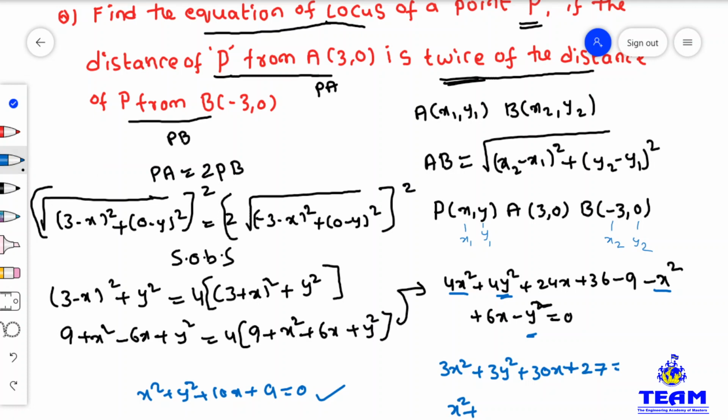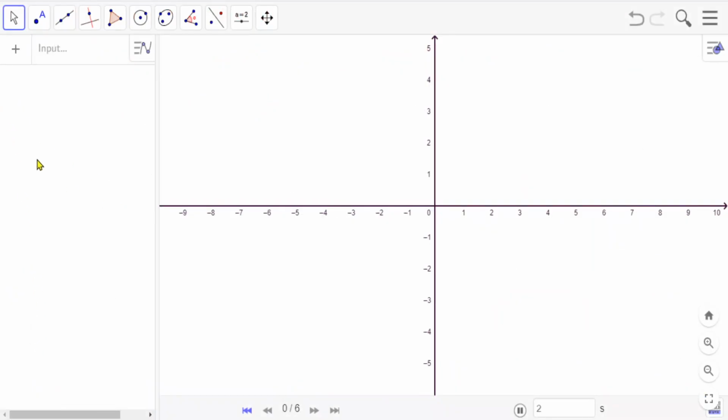Now I will show you the geometrical representation. First we take A as a point, 3 comma 0. See, this is the point A, 3 comma 0. Next we take a point B, minus 3 comma 0. Now, let P be any arbitrary point in the xy plane which should satisfy the condition. Which condition? PA is equal to 2 times PB.